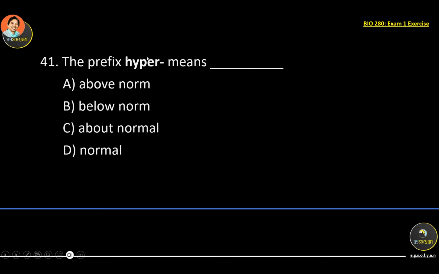Hyper, we have heard this around. What is hyper? A, B, C, or D? Of course, hyper is above norm. It's not normal, but it is above normal, really higher. The opposite of hyper is hypo, which is below norm.